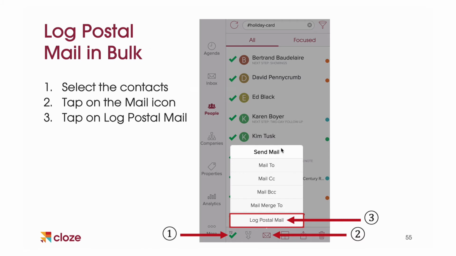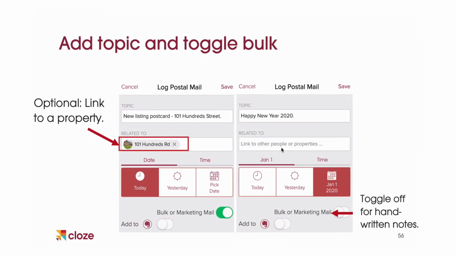If you go to the trouble of doing all your holiday cards and put a personalized handwritten note in every single one of those, well, you should get credit for it, and then you can log it. So you can log all of those in one action. When you do so, we're going to give you a few different options here. For example, if you did something that was bulk, maybe you had a postcard you sent out to a few hundred people, it's just a generic postcard. You could link it to that property like I did there. You can also mark it as bulk because you didn't write a note on it.